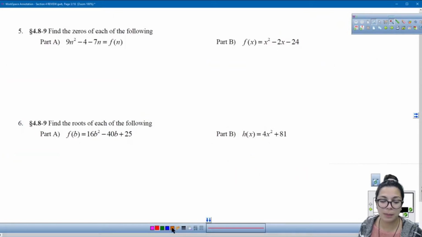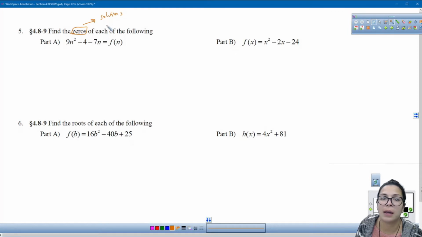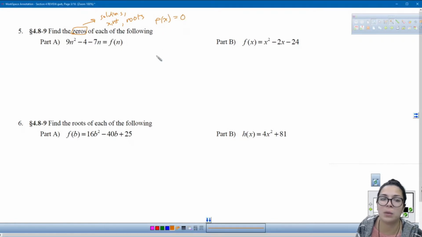Let's go ahead and move on to number 5. So on number 5, we're finding the zeros. Remember that zeros, solutions, x-intercept, and roots all mean the same thing. They're all referencing to set f of x equal to 0, the output equal to 0. So to find the zeros, I would set this output to equal 0. So I have 9n squared minus 4.